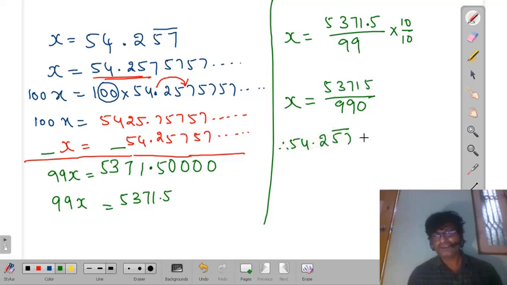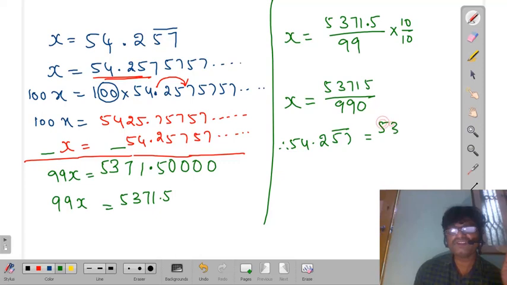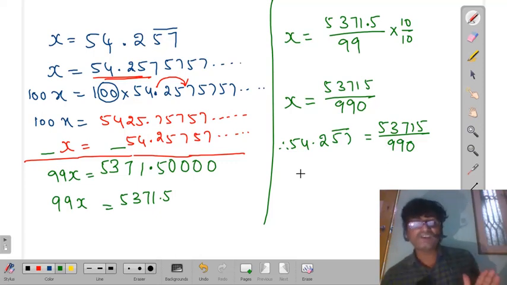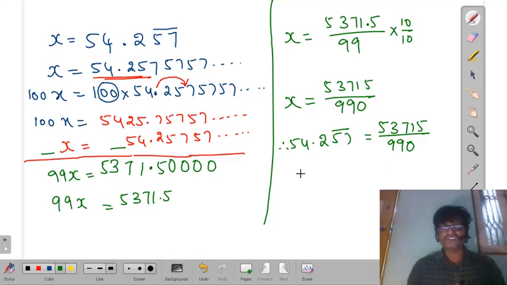54.257 bar is equal to 53,715 divided by 990. Okay, understand? This is how to convert a non-terminating repeating decimal number into fractional form. This is a somewhat longer method. Actually, we have a shortcut method for this also. Let me show you a shortcut method.